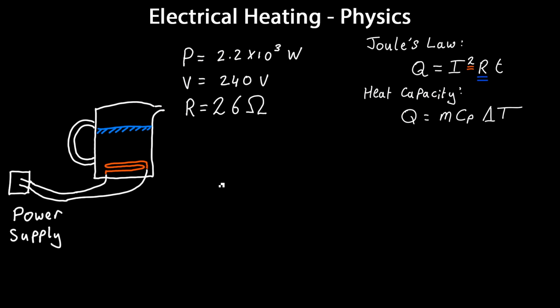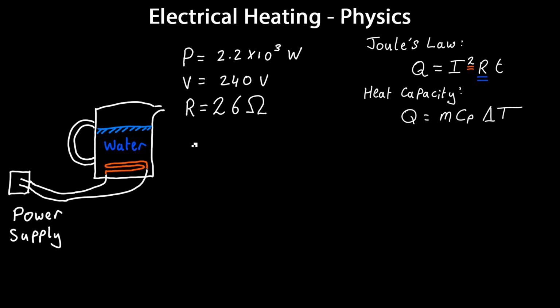So for example, if you've got a kilogram of water, we know that the water has a heat capacity of 4,200 joules per kilogram per Kelvin. And if we want to heat up the water from 0 degrees Celsius at freezing point to its boiling point at 100 degrees Celsius, we can work out how much heat we need to supply to this mass of water.